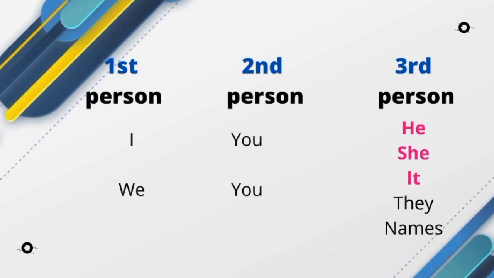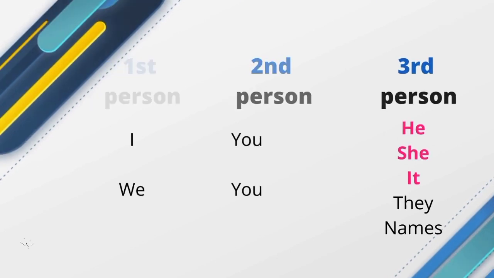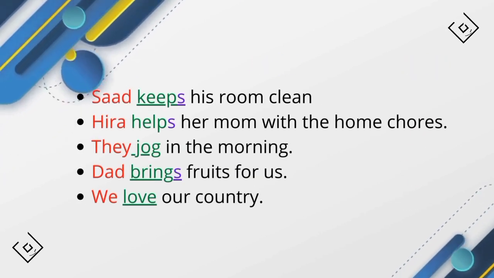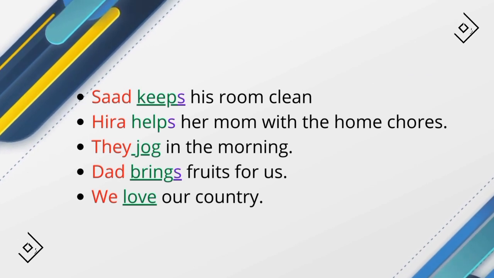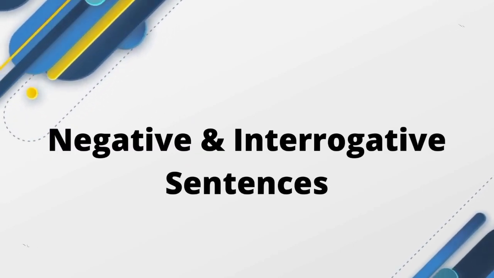We use S and ES with the verb when the subject is third person singular. You have to remember it clearly that when the subject is third person singular, then we add an S or ES with the verb. In these sentences, Saad, Hira, and Dad are the third person singular. They is the plural and we is the first person. Let's come to the negative and interrogative sentences now.